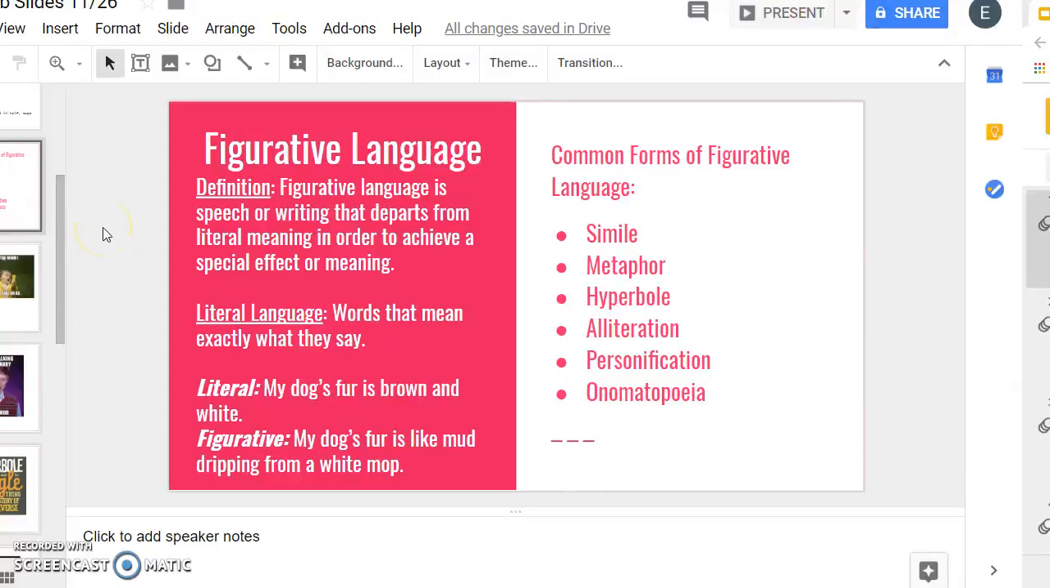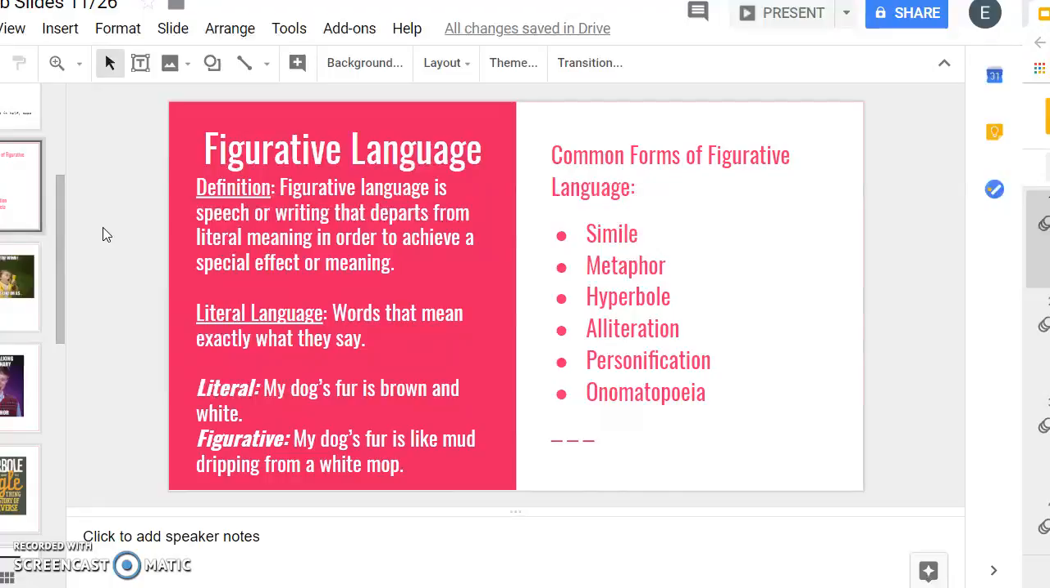All right, so now that we've done our ISN setup, it's time to move on to the next part of today, where I'm going to give you a short mini lesson on figurative language and common forms of figurative language. So, figurative language, the definition is speech or writing that departs or leaves from literal meaning in order to achieve a special effect or meaning.